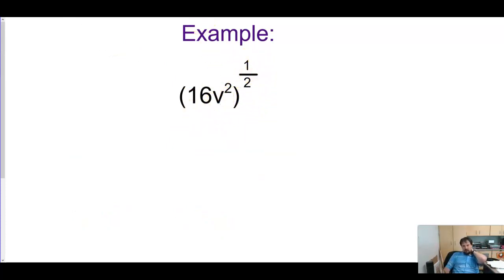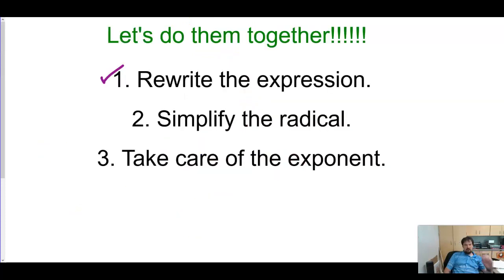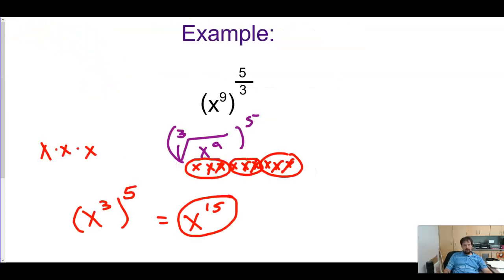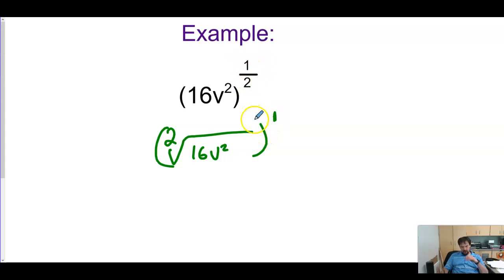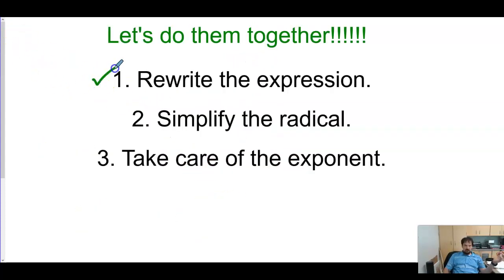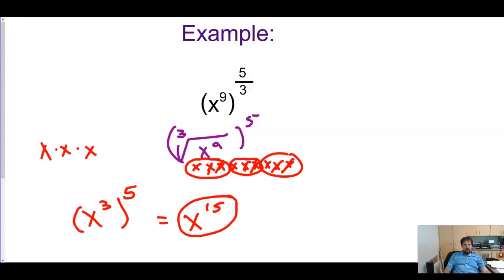Okay, first thing we're going to do, go back to my steps, make sure we're doing them. Let's erase this. Okay, rewrite the expression. The 2 is going to become my root. The 16v squared comes to the side of the radical, and it's all to the first power, because that was my exponent. Okay, so I rewrote the expression. So, check. Now we need to simplify the radical.